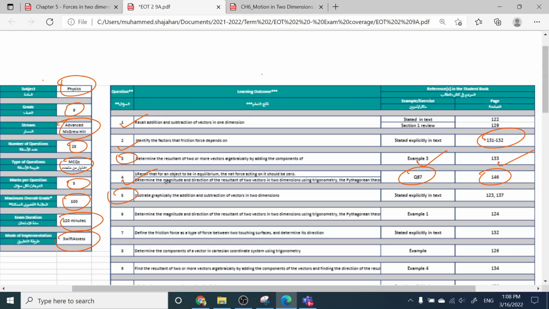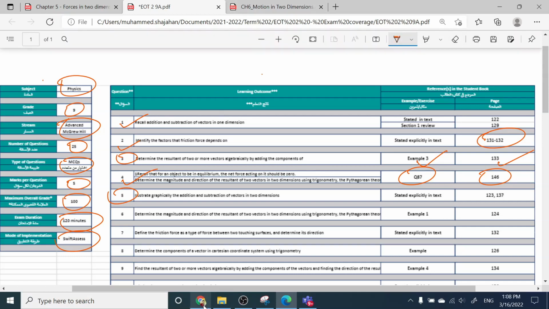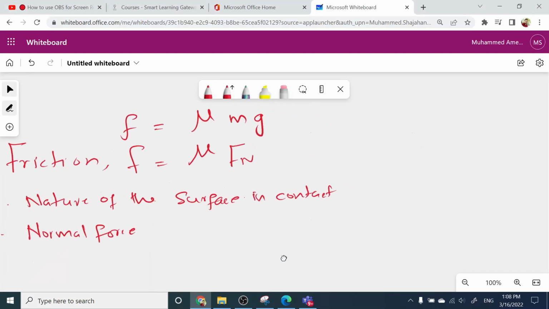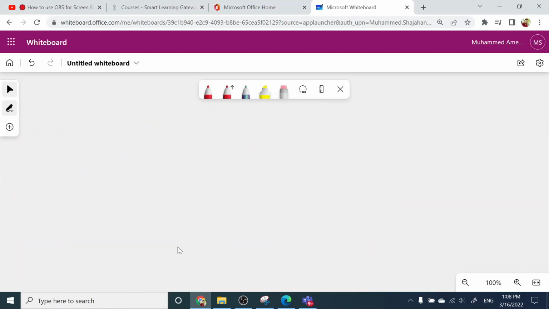Question number 5: illustrate graphically the addition and subtraction of vectors in 2 dimensions. This is stated explicitly in the textbook, pages 123 and 137. If vectors are acting in 2 dimensions, how do we calculate the resultant? Here we have 3 different methods. First is using the Pythagorean theorem.